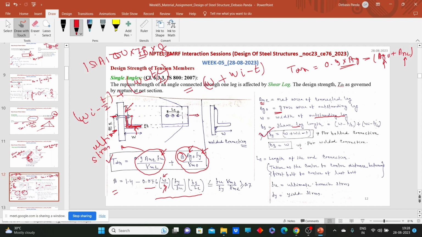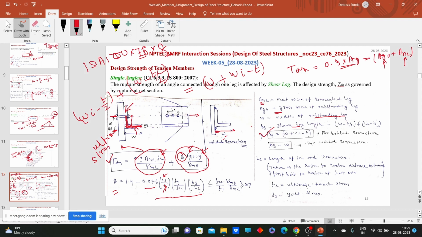Now you can understand from this explanation how we calculate the bs value. For a bolted connection, the bs value is the length from the center of the bolt to the end of the angle section. Now if welding is used to make the tension member, then for the welded connection the shear lag length will be the length of the outstanding leg, nothing but w.